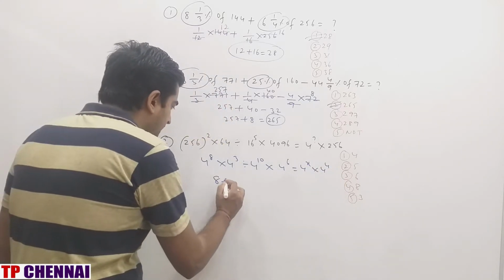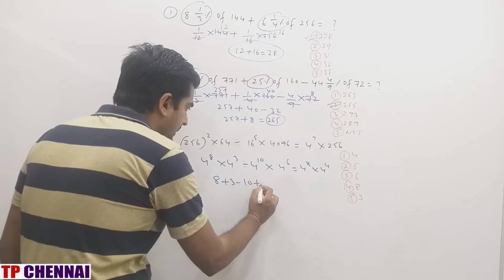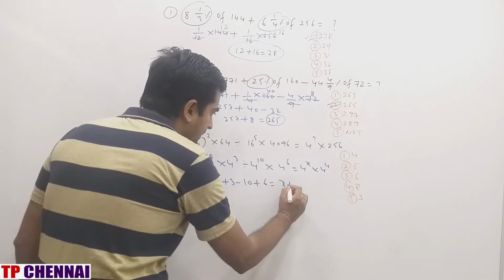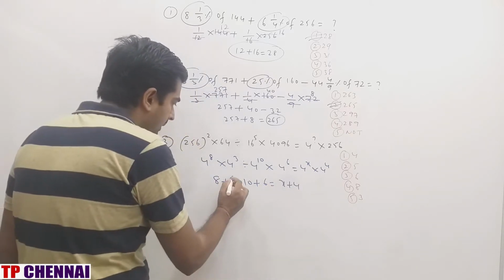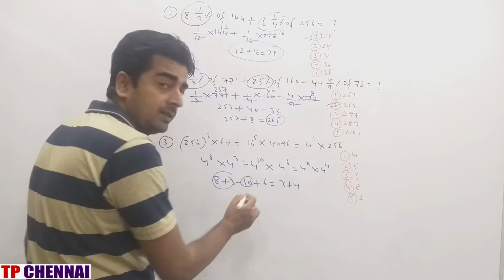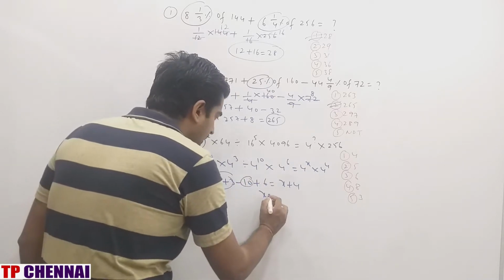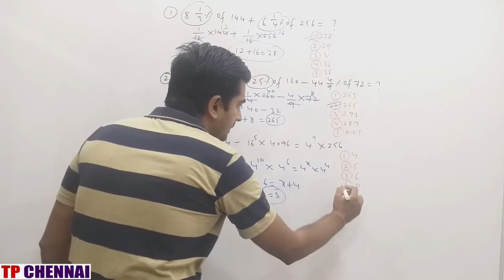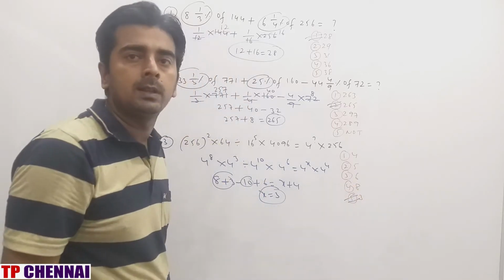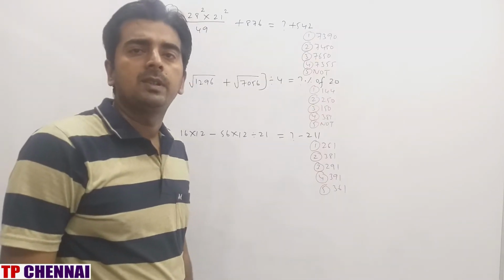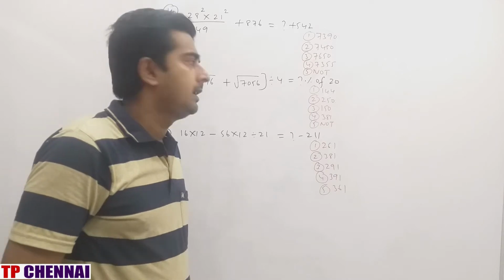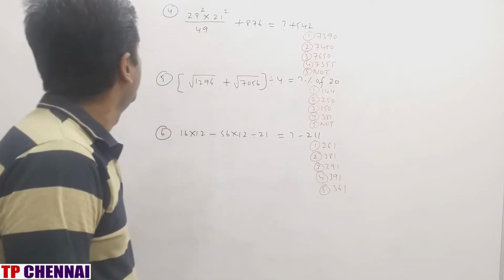So 8 plus 3 minus 10 plus 6 is equal to x plus 4. So 11 minus 10 is 1. 1 plus 6 is 7. 7 minus 4 is 3. So my answer is nothing but the fifth option, which is nothing but 3. So I hope you are clear with the first 3 simplification questions. Now we will see the next 3 simplification questions.